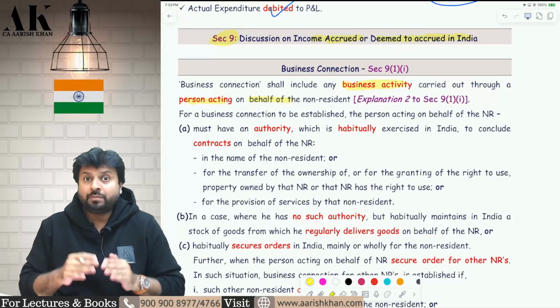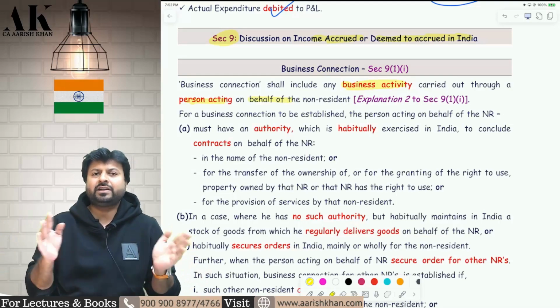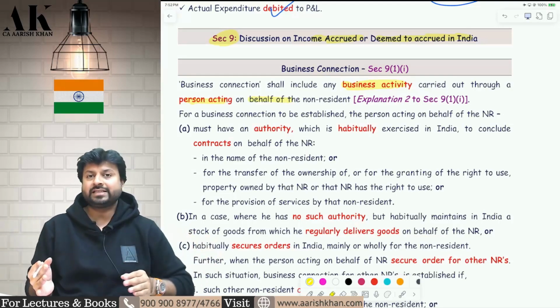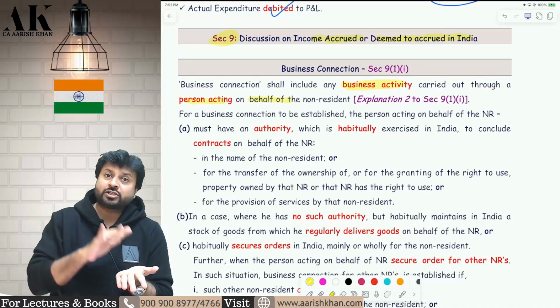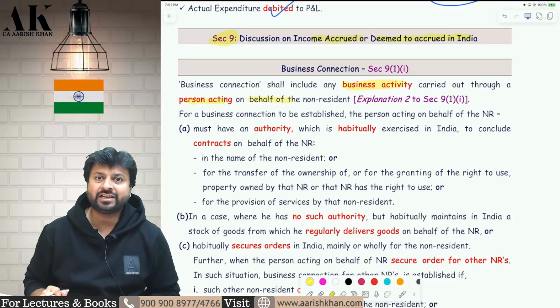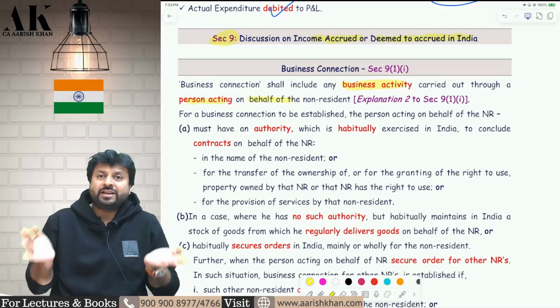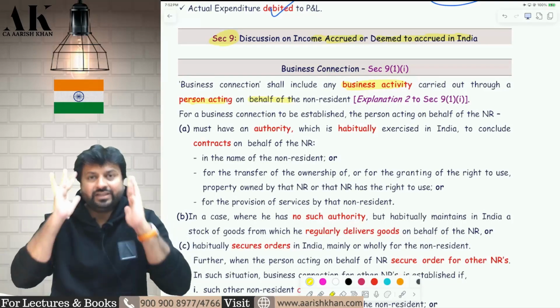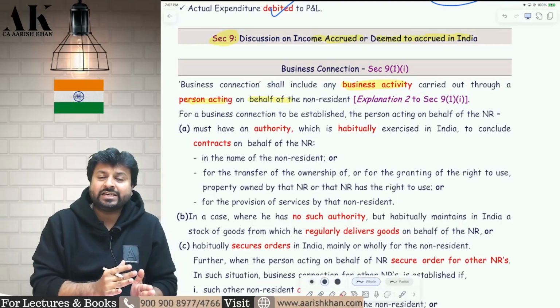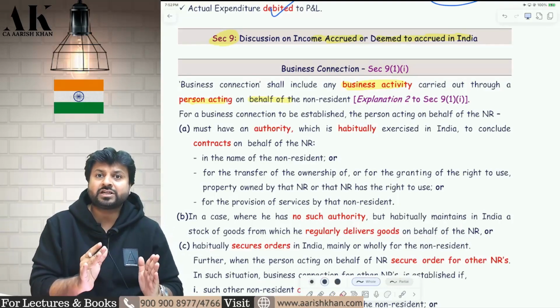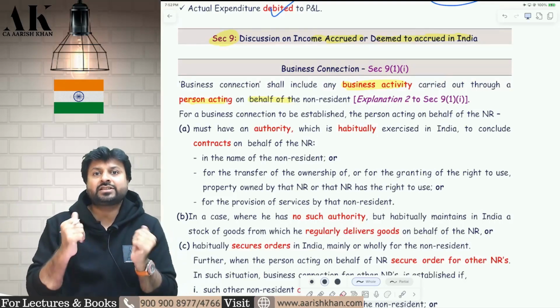Now, the scope of the definition of business connection has been expanded over the years. Now the government is saying that not only a branch or a factory or an office or a quarry or a mine or an extraction place will be considered a business connection, but also something more can be called a business connection. Listen carefully, it's a complicated concept. Generally, a non-resident will be liable to tax in India in respect of its business and profession income only if it has a business connection in India.